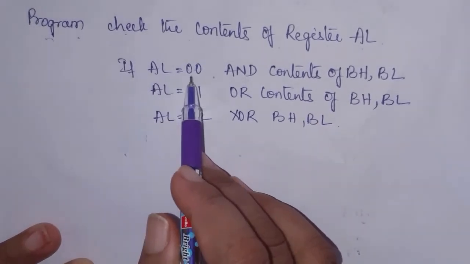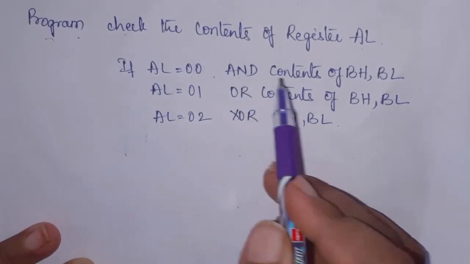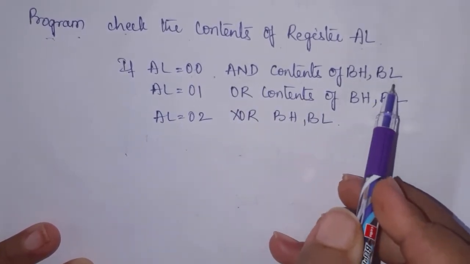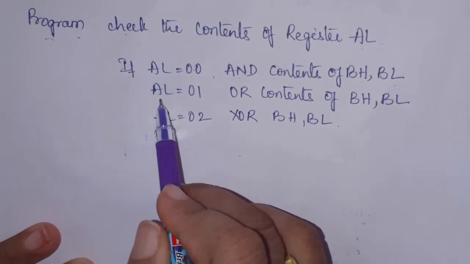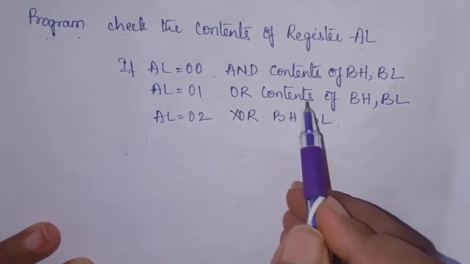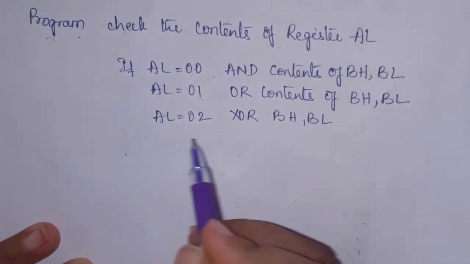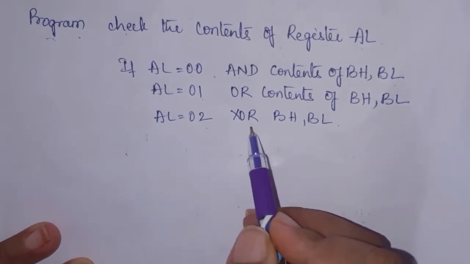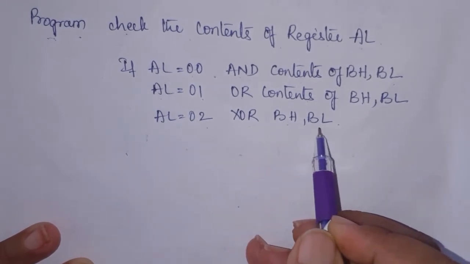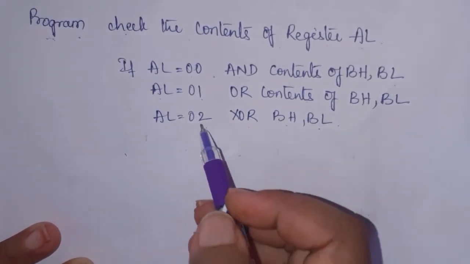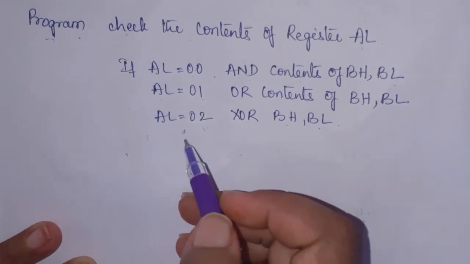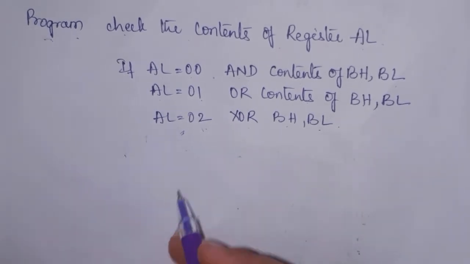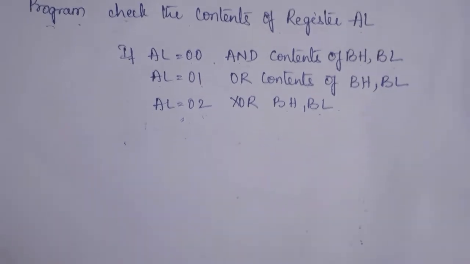If AL is equal to 0, AND the contents of BH and BL. If AL is equal to 1, OR the contents of BH and BL. And if AL is equal to 2, then XOR BH, BL. So these are the conditions. It's like a case statement. You can work out how to write a program for such conditions.